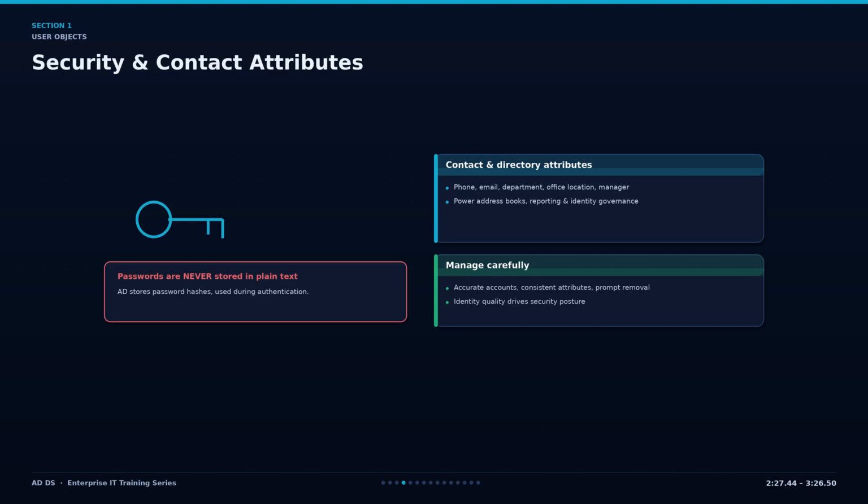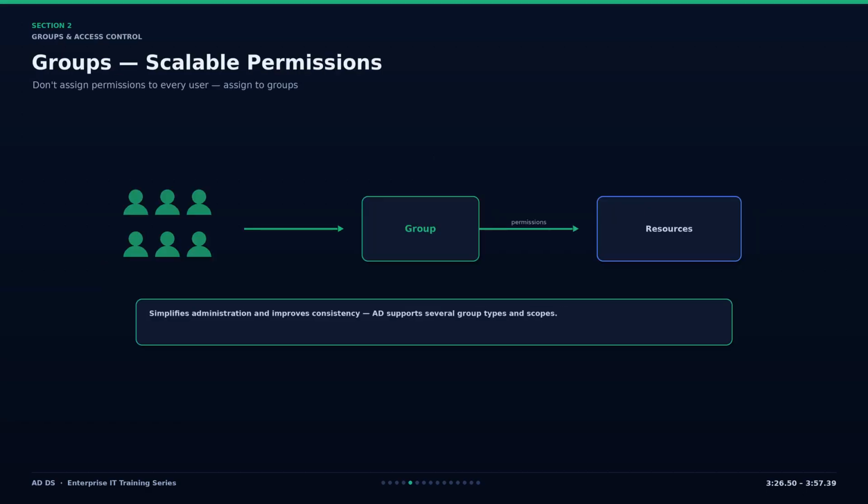Organizations often customize additional attributes to meet specific business requirements. Because user accounts provide access to organizational resources, they must be managed carefully. Creating accurate accounts, maintaining attribute consistency, and promptly removing unnecessary access are essential security practices. The quality of identity management directly impacts the overall security posture of the organization.